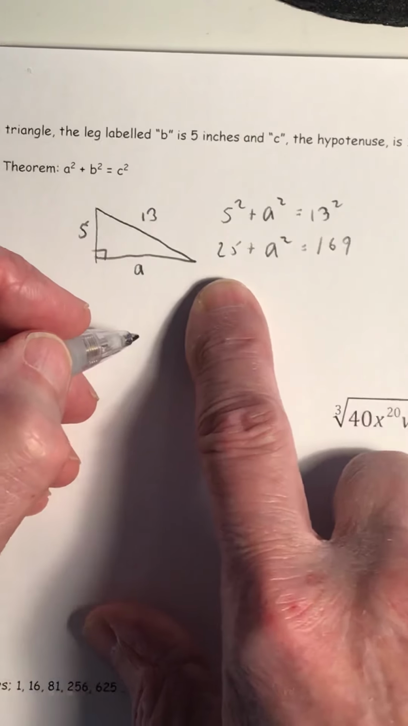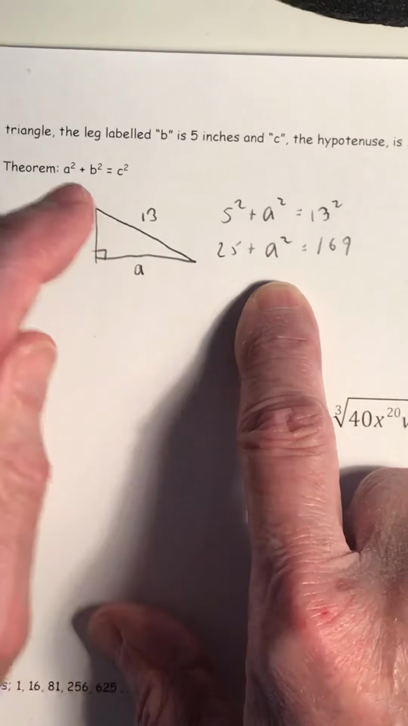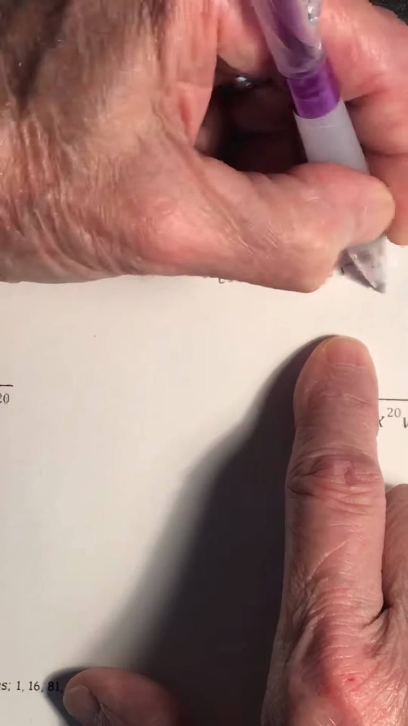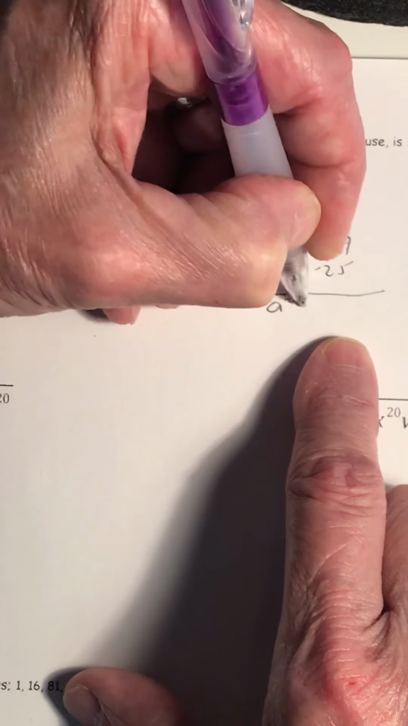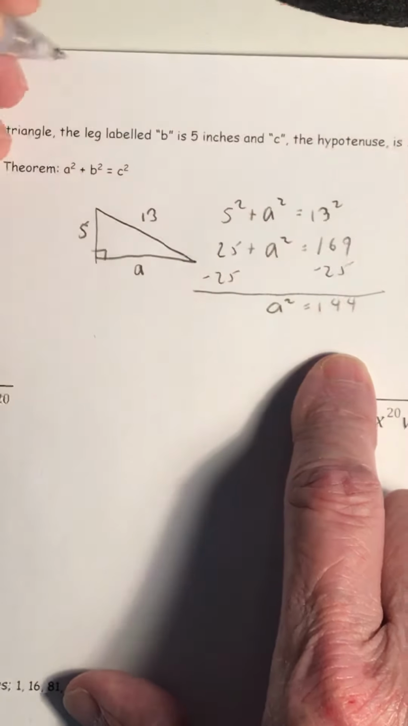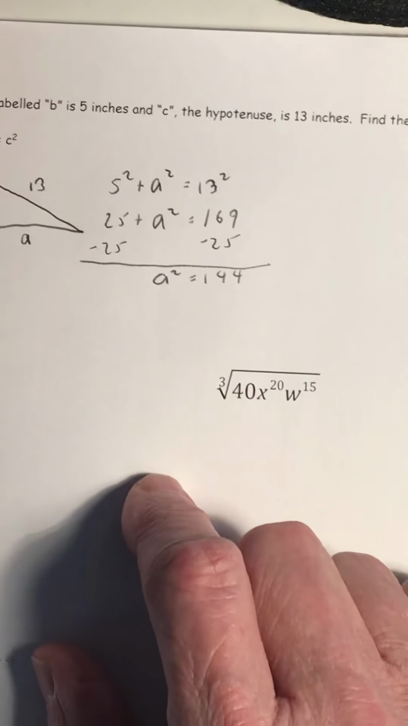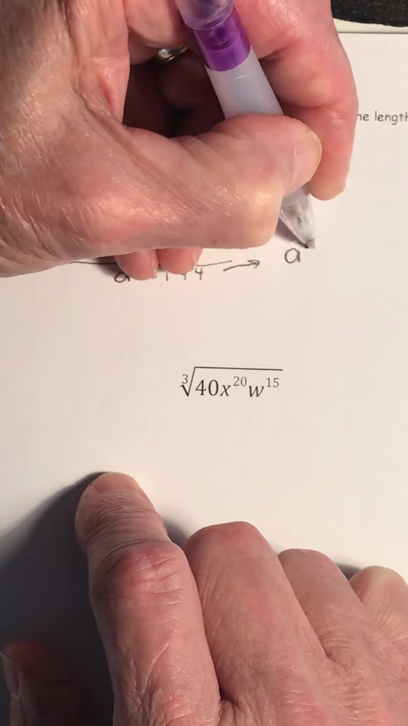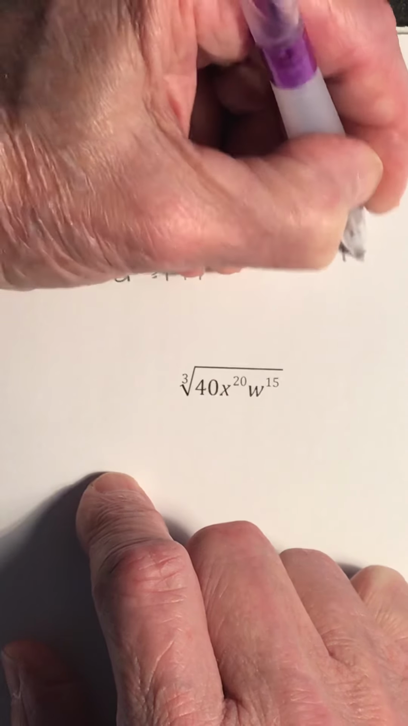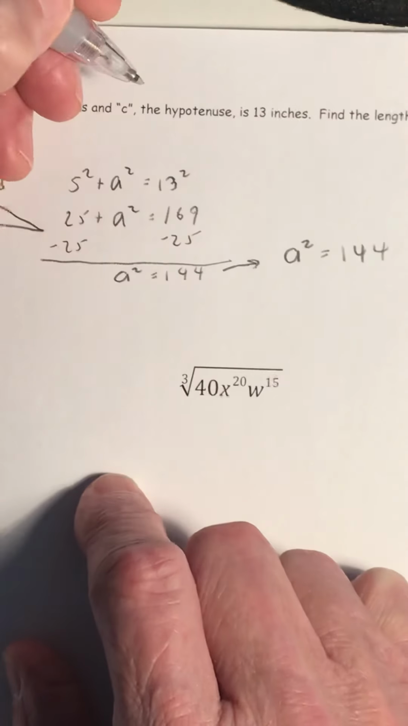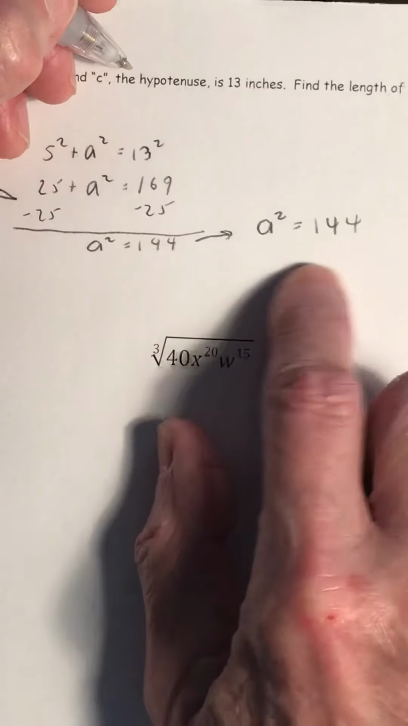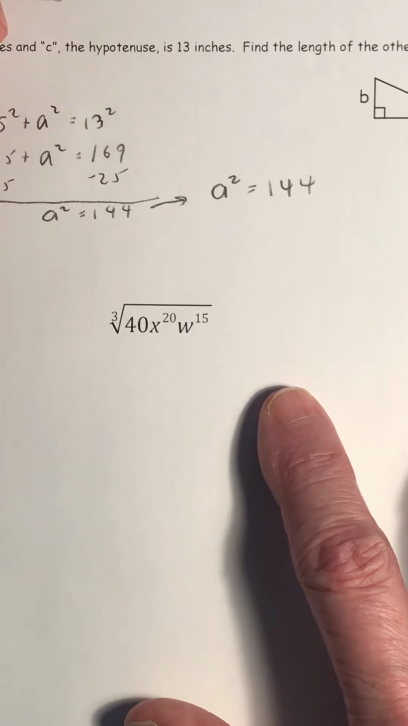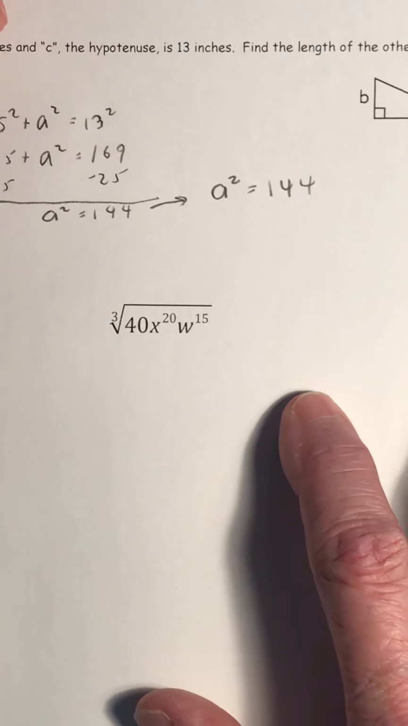And I'm going to get the A squared by itself, take away 25 from both sides, and then we have A squared equals 144. Now I believe this is the first time we're doing this semester. We've got something squared equals a number. We're going to solve this by taking the square root of both sides of the equation. Remember the old thing that you can do whatever you want to one side of the equation as long as you do the same thing to the other side.